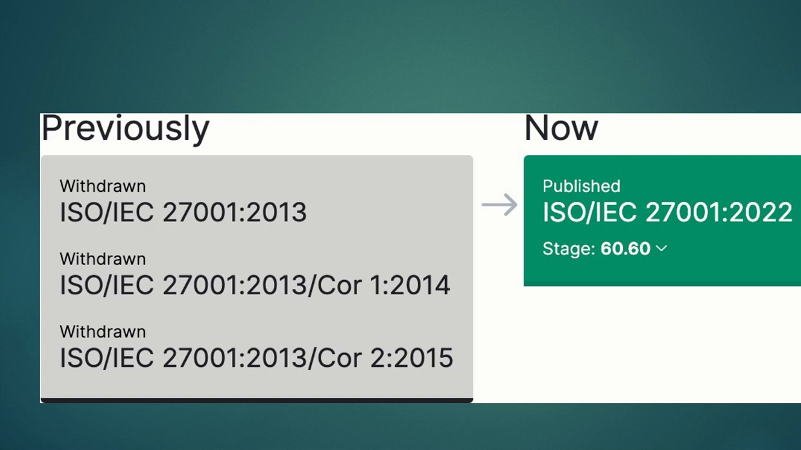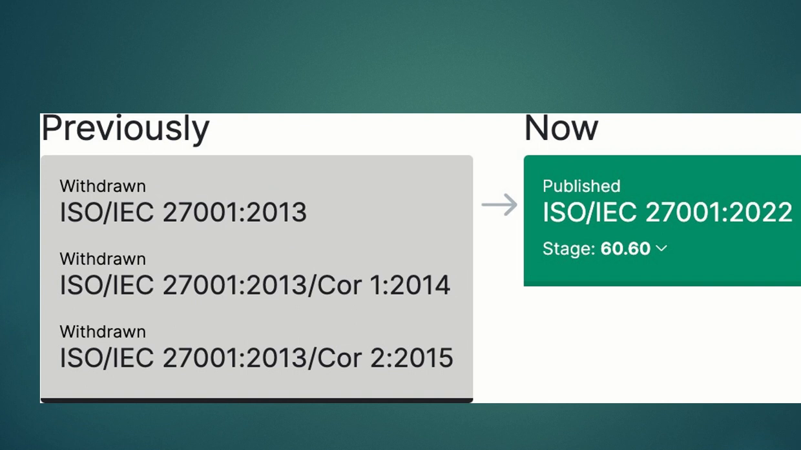Major changes. The first change is that earlier the standard name was ISO/IEC 27001:2013. Now the standard has been totally changed, the version has been changed, and the version is called ISO 27001:2022. So the earlier ISO 27001 standard has been withdrawn and we now have a new standard with us.